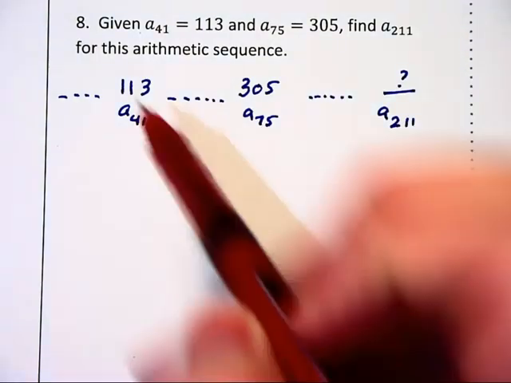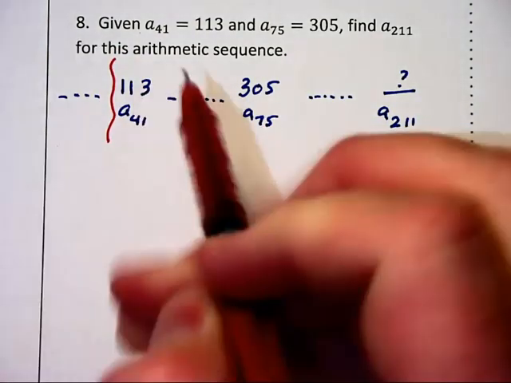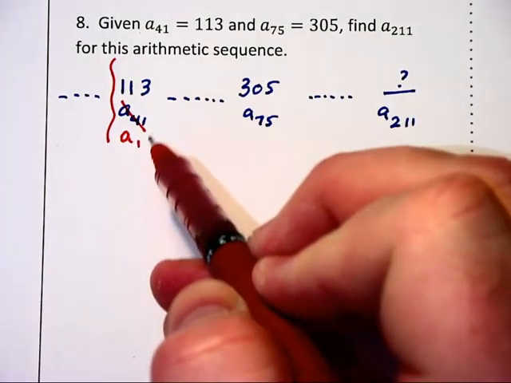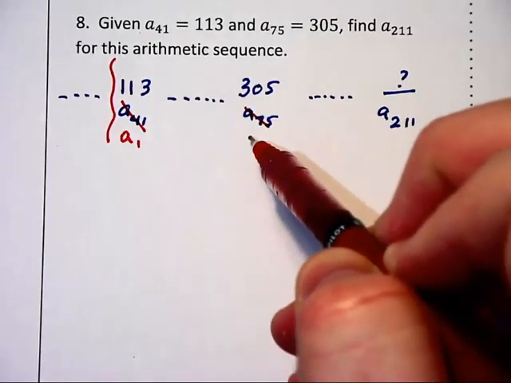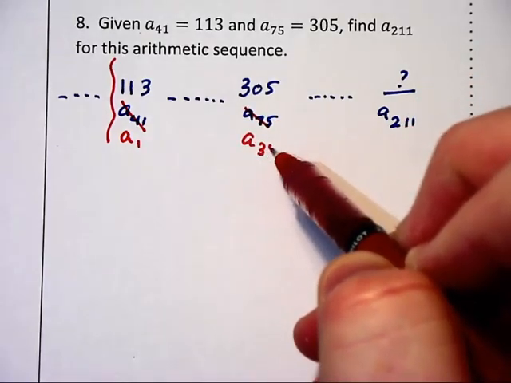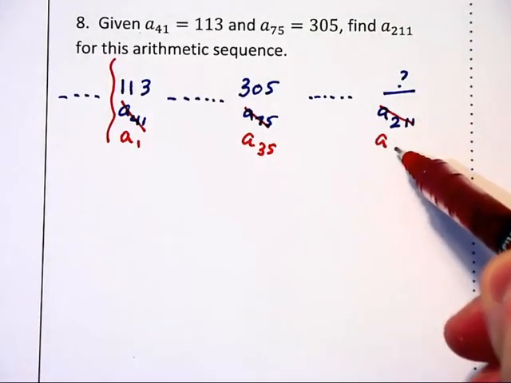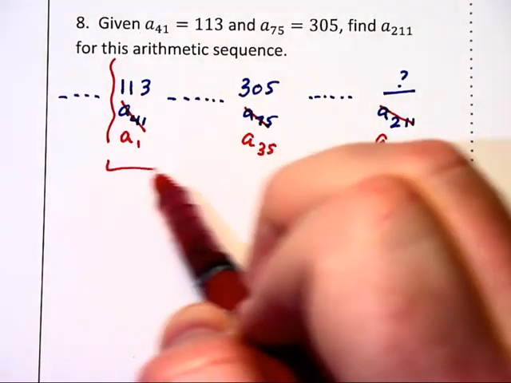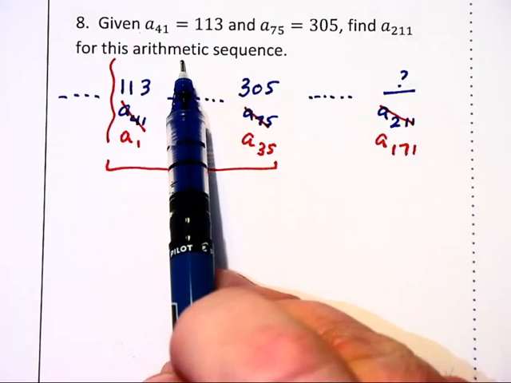Now, quite honestly, it's a lot easier to change the subscripts. Rip off the first 40 terms, relabel the first subscript to be A1. Notice that we are subtracting 40 from the subscripts. Subtracting 40 from the 75th term, that can be relabeled as the 35th term. And subtracting 40 from the 211th term, that can be relabeled the 171st term. So we're going to use these first two clues here to find out what the value of d is. And we know it's d because this is an arithmetic sequence.